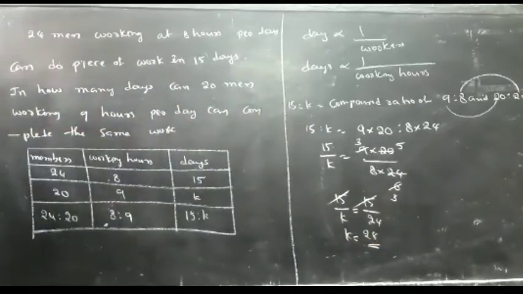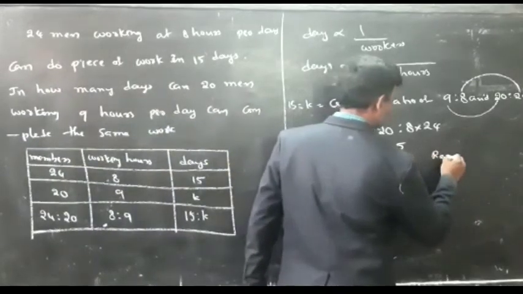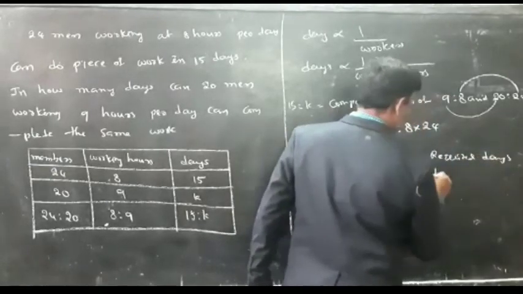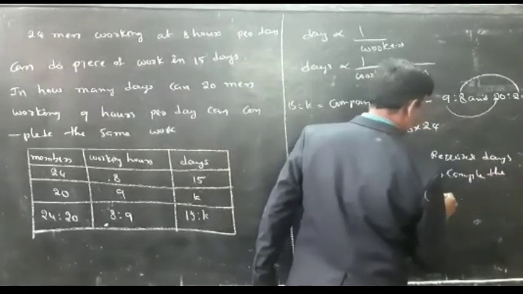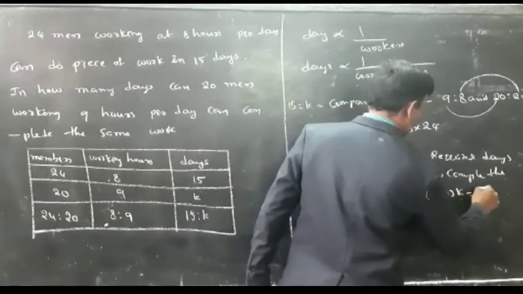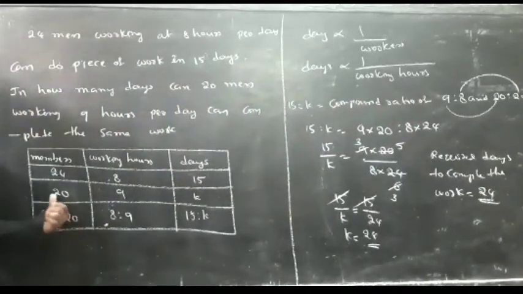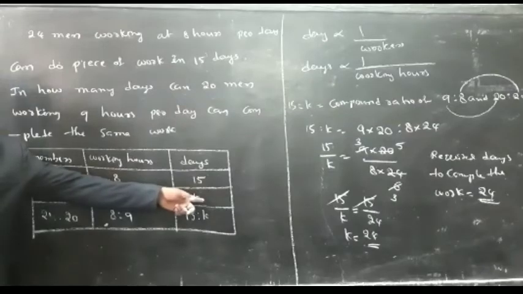So they can take 24 days to complete the work. Required days to complete the work is equal to 24. So 20 members working 9 hours per day can complete the work in 24 days.